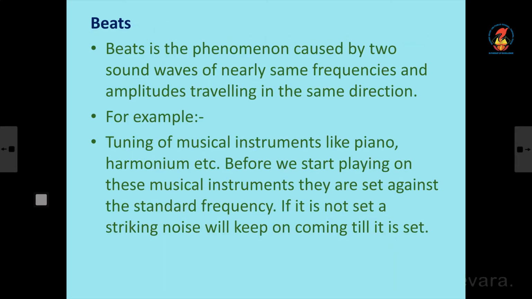Now, beat is the phenomenon caused by two sound waves of nearly the same frequencies and amplitudes travelling in the same direction. An example is tuning musical instruments like piano, harmonium, etc. Before we start playing on these musical instruments, they are set against the standard frequency. If it is not set, a striking noise will keep on coming till it is set.